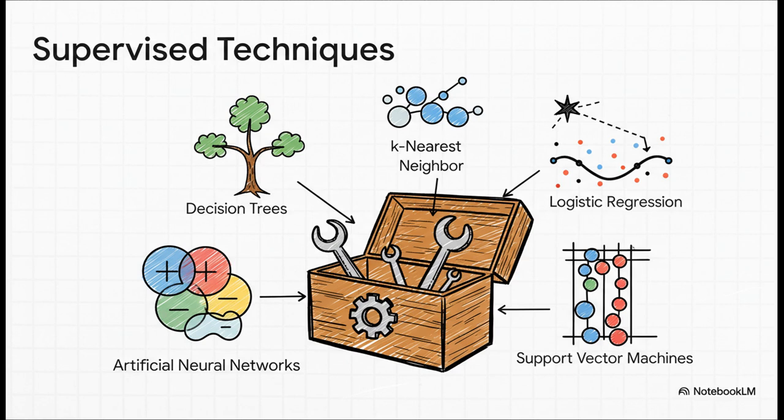Now, on this path, you have a whole toolkit of really powerful techniques. For example, decision trees create these simple flowchart-like rules to classify data, while something way more complex, like artificial neural networks, which are inspired by the human brain, can learn incredibly subtle patterns. Each tool is perfect for a different kind of prediction problem.